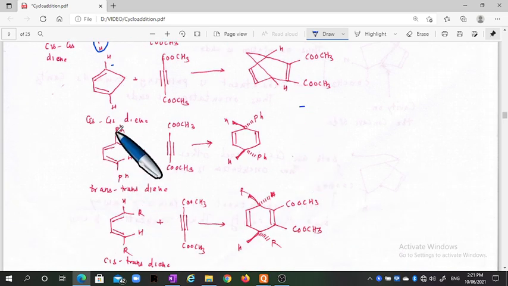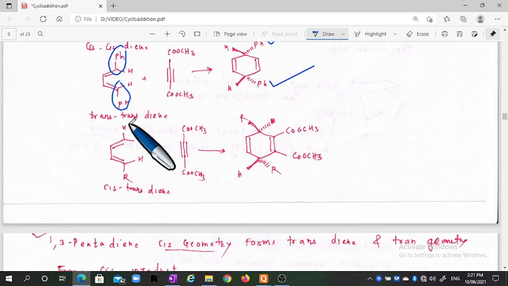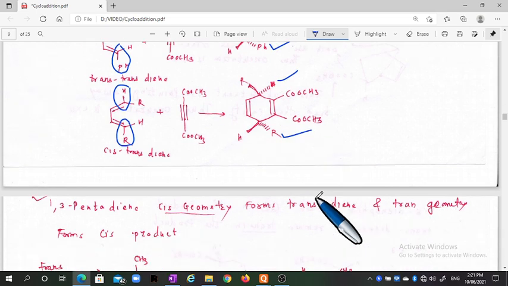In the next example, this Ph is an outside group, and the second Ph is also an outside group. Therefore we have shown these with dotted lines. In this case the hydrogen is outside, therefore it is shown with dotted lines, and this R is away in this diene, therefore we have shown this R with dotted lines.